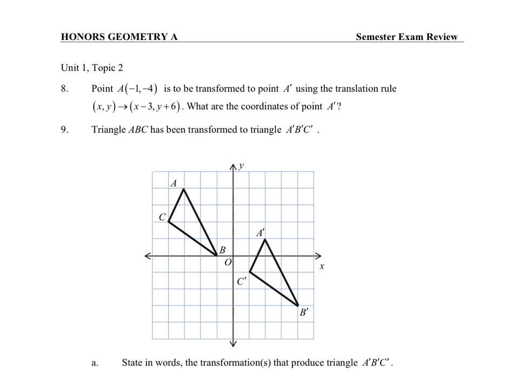Well, all we really need to do is substitute in the values of point A into the coordinate rule. So we have x minus 3, our x is -1, so A prime is going to be -1 minus 3, and y plus 6, so -4 plus 6. Well, -1 minus 3 is -4, and -4 plus 6 is 2. So A prime is going to be the point (-4, 2).